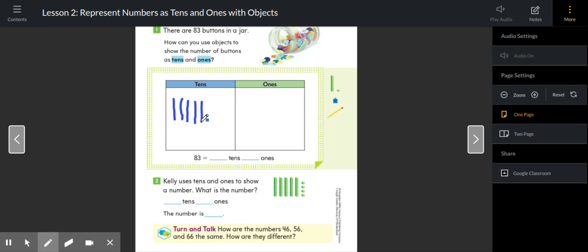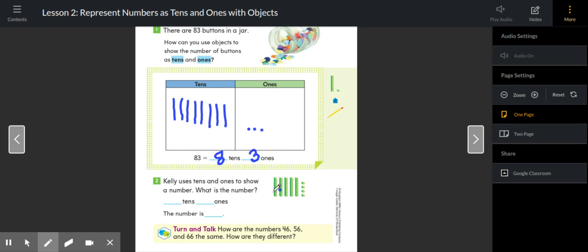83. How many tens? Are you thinking 8 tens? There are 8 tens. And then there are 3 left over. So if you have 83 buttons, see if you can make 8 rows of 10. Did I make 8? Yes. And then have 3 extras. So 83 is the same as 8 tens and 3 ones.